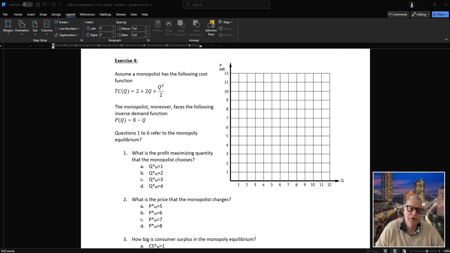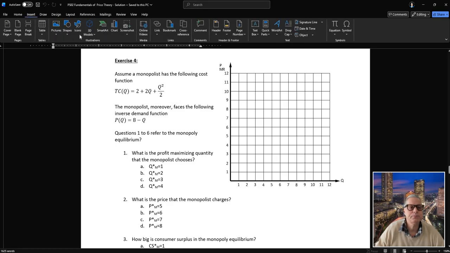All right, let's continue with some other market forms, and let's turn now to the monopoly. Let's assume we have a monopolist with the following cost function: 2 plus 2q plus q squared over 2. And the monopolist faces the following inverse demand function. Okay, let's draw them first, so then it makes it a little bit easier.